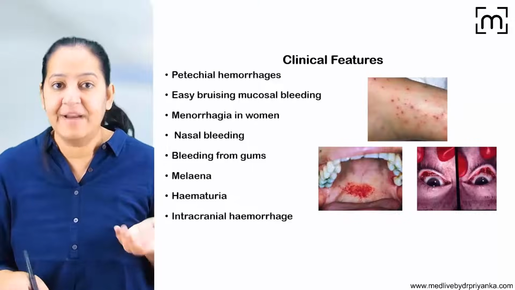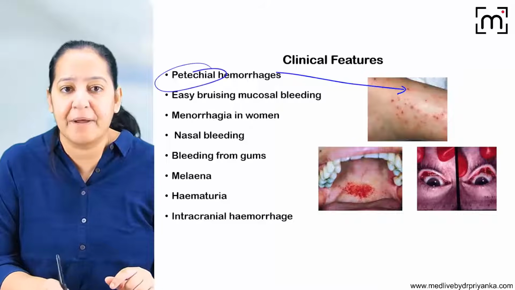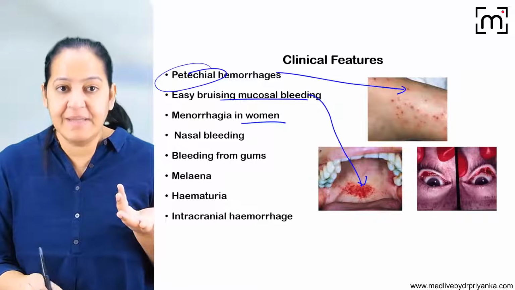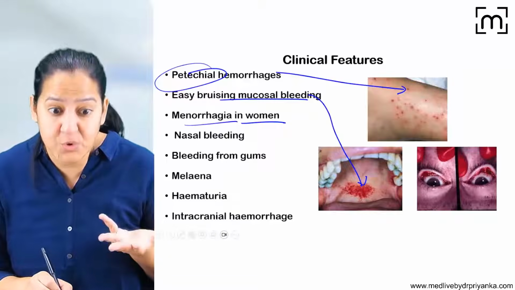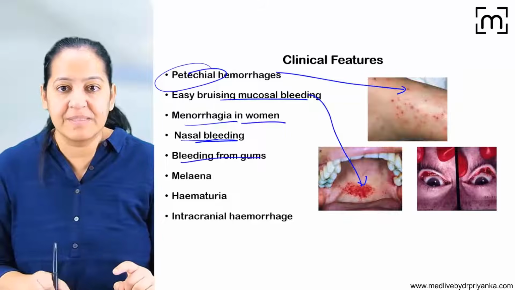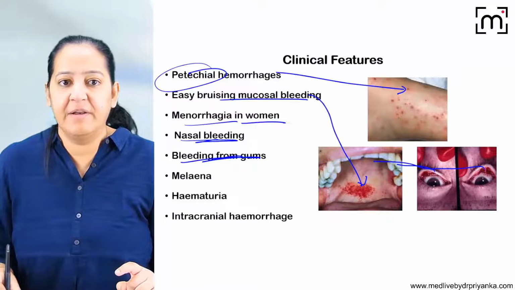So from where does the patient bleed? The patient bleeds in the skin. It is known as petechiae and purpura. Patient has mucosal bleeding. If the patient is female, there is excess bleeding during menstruation, that is known as menorrhagia. The bleeding can be from the nose, can be from the gums. The bleeding can be in the conjunctiva, you can see.